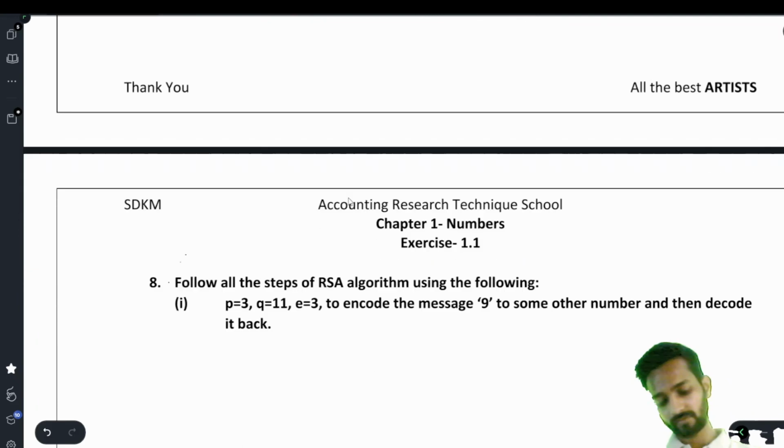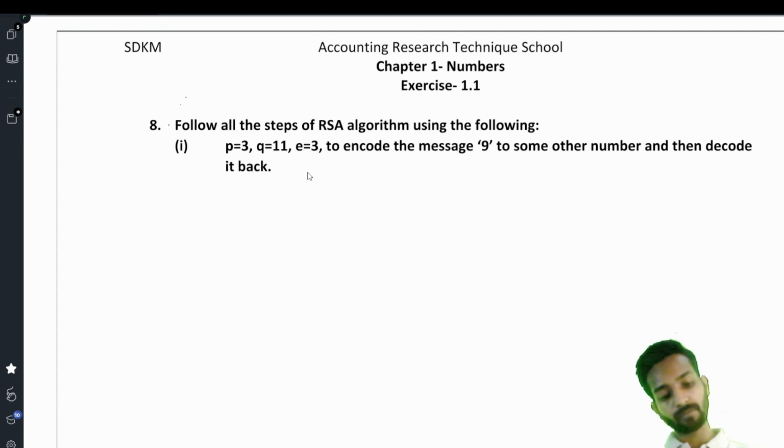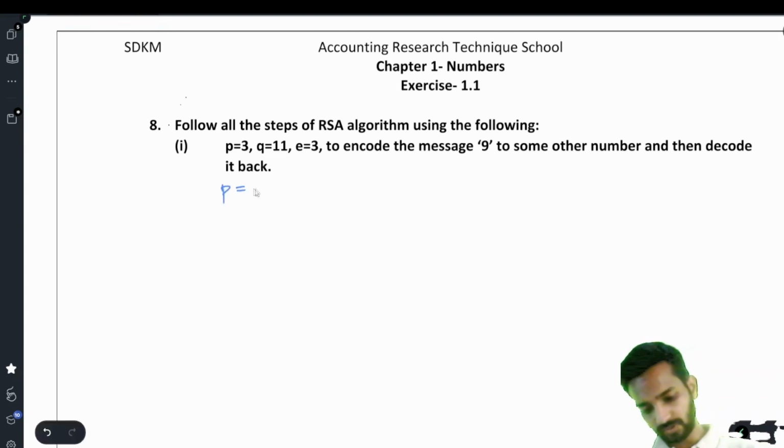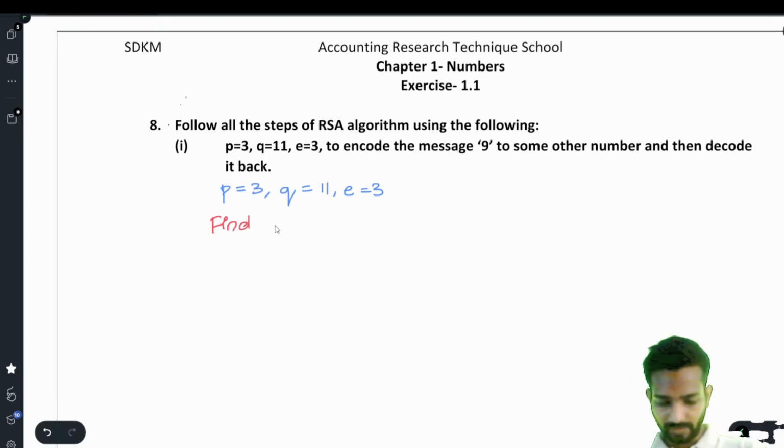Moving to the next question we have here is, now understand, follow all the steps of RSA algo using the following: P is equal to 3, Q is equal to 11, E is equal to 3 to encode the message 9 to some other number and then decode it back. Now note these steps with me: P is equal to 3, Q is equal to 11 and E is equal to 3. This is already given in the question. After this, whatever is given in the question, what we have to do? We will be finding values of n, m and d.